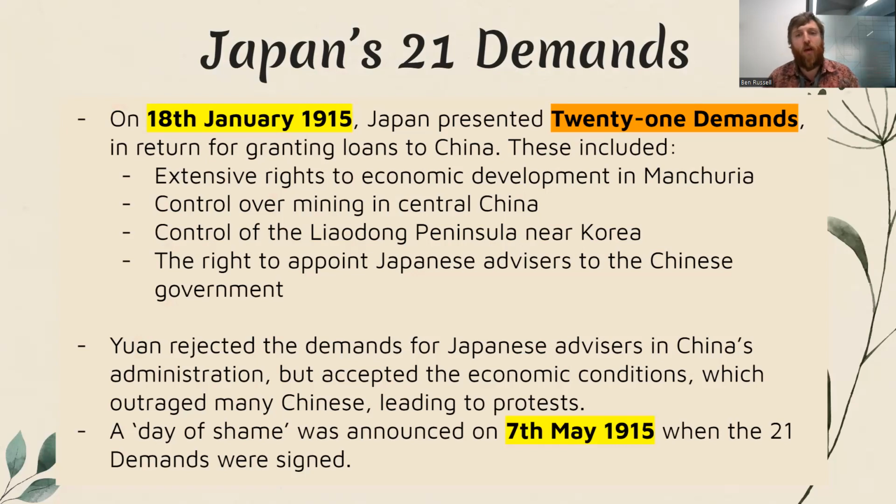Now, Yuan rejected the demands for Japanese advisors in China's administration. Again, he was power hungry. He didn't want Japanese advisors, but he did accept the economic conditions. So those first 3 demands, as well as others, he accepted. Now, this outraged many Chinese. Remember that China was done with foreign intervention. The Chinese were sick of these foreign nations having a say in what happens in China. And so this led to protests throughout China. A day of shame was announced on the 7th of May, 1915, when the 21 demands were signed. And I should note that for years after 1915, the 7th of May was set aside for Day of Shame rallies.